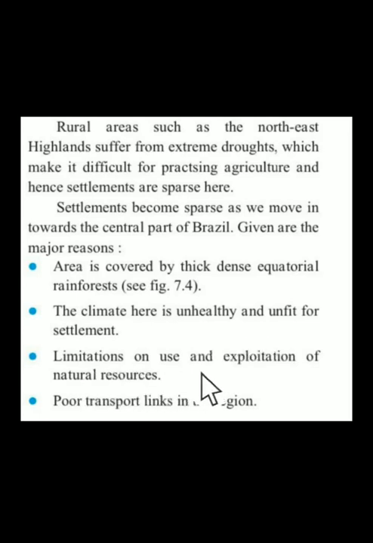Okay, limitations on use and exploitation of resources. Since it is a protected area, the world's biggest jungle, nobody has ever seen the minerals that are available beneath it, or even destroyed it. So there are limitations on the use and also on the exploitation. We cannot even destroy this forest because they are world heritage places.